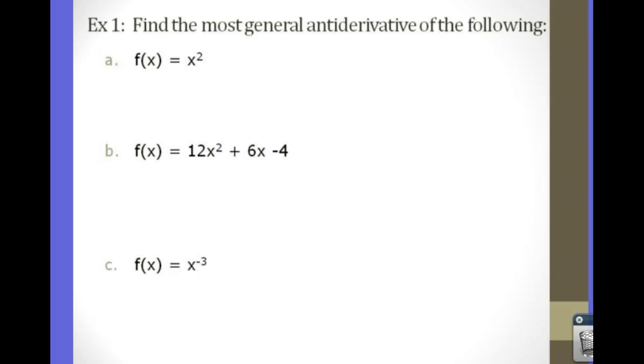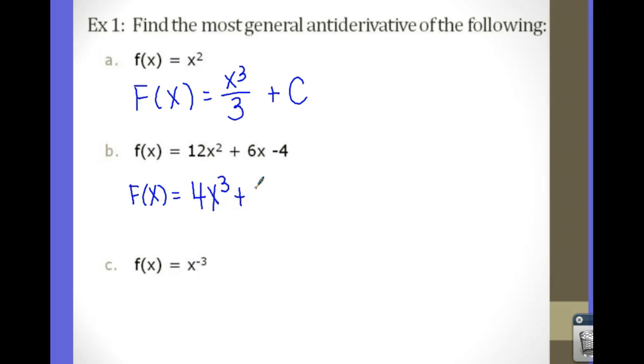Alright, f of x equals x squared is representative of the derivative. So what's its antiderivative? Meaning what came before x squared? So what's capital F of x? What came before 12x squared? That's 4x cubed plus 3x squared minus 4. Yes, so the whole point is this plus c, plus c, plus c.